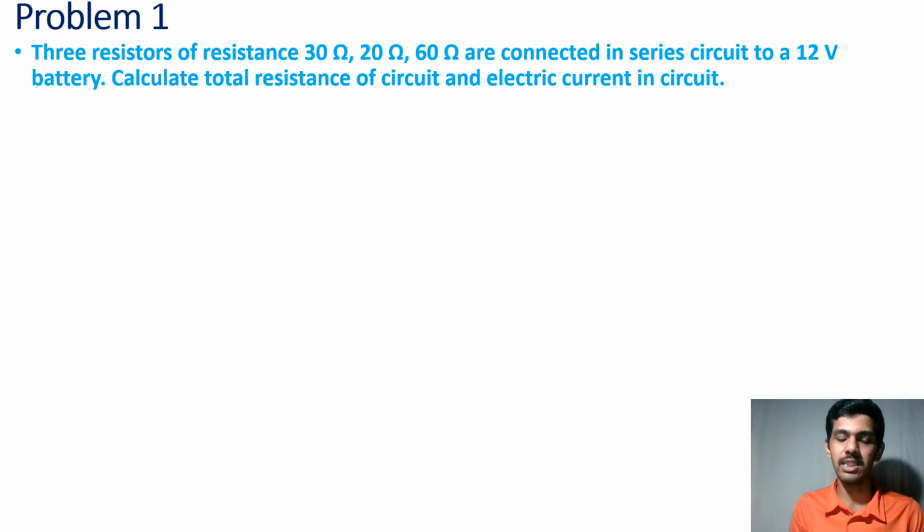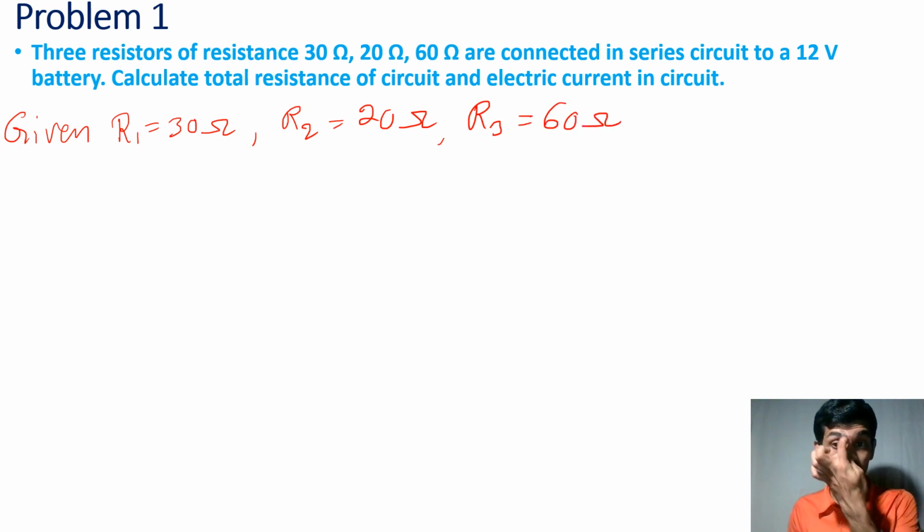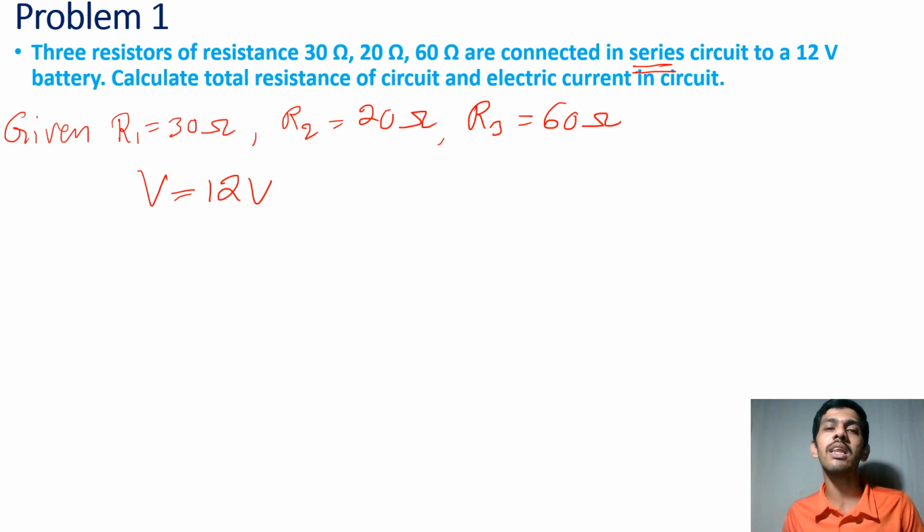So the question asked is, here we need to write the given values. What are the given values? The resistors are R1, R2 and R3. That is R1 is equal to 30 ohms, R2 is equal to 20 ohms, R3 is equal to 60 ohms. These are the three resistors which are connected in series. They have specified that they are connected in series circuit to a 12-volt battery. That is V is equal to 12 volt is given. Calculate the total resistance of the circuit and the electric current in the circuit.